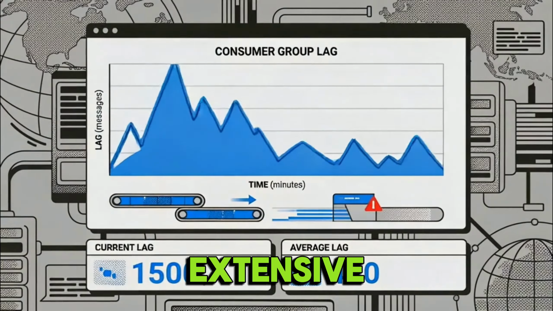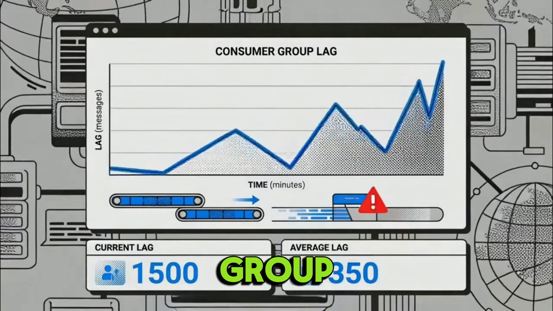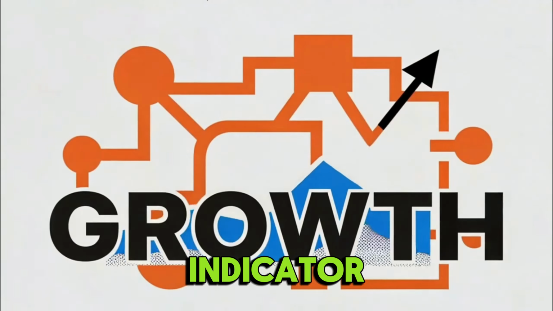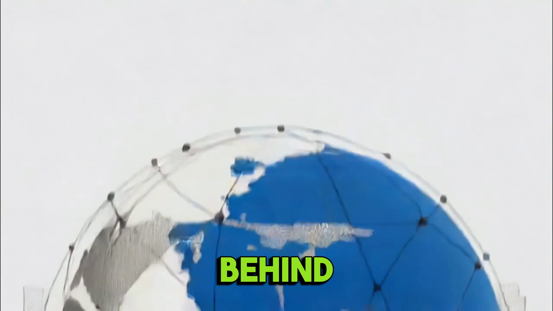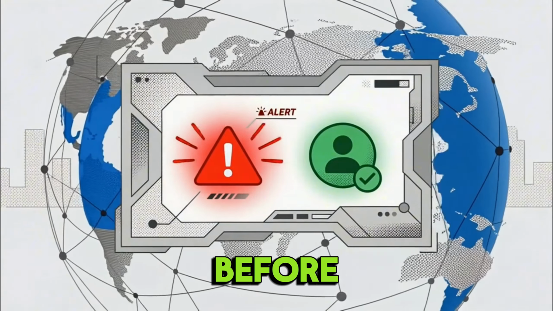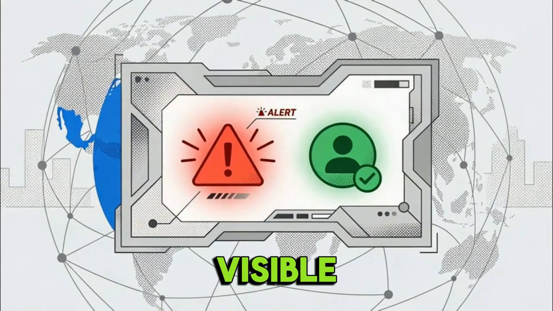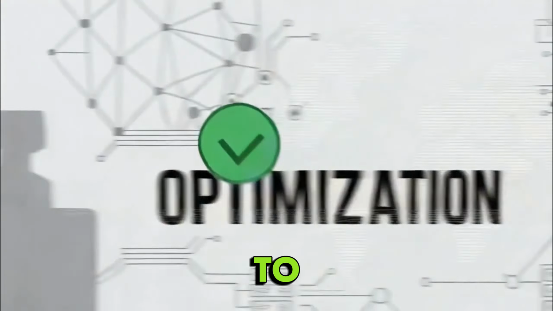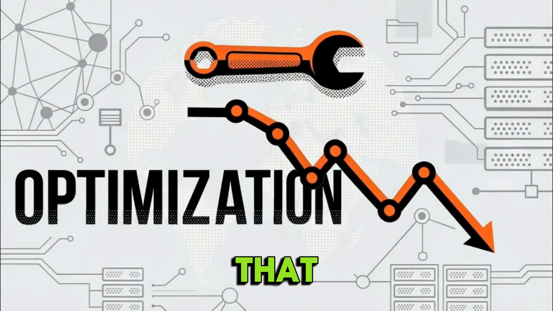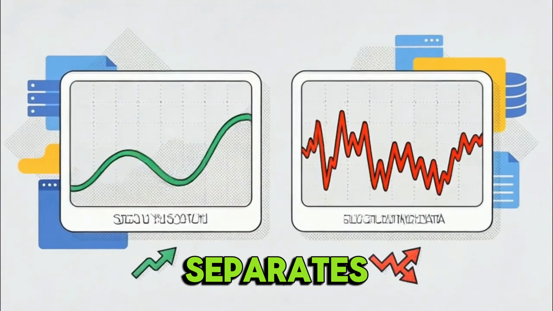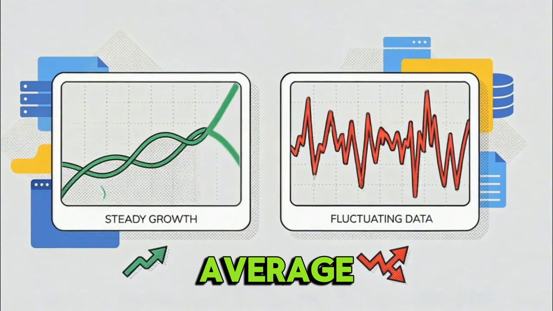Uber built extensive tooling around Kafka consumer group lag as a leading indicator. When a consumer group starts falling behind, that signal appears minutes before any user experiences any visible degradation. The ability to detect and act on that signal proactively is what separates elite engineering operations from average ones.